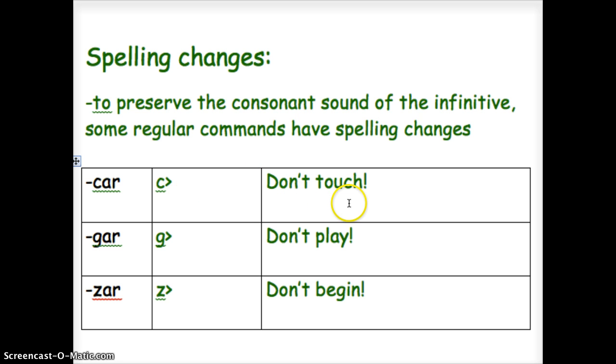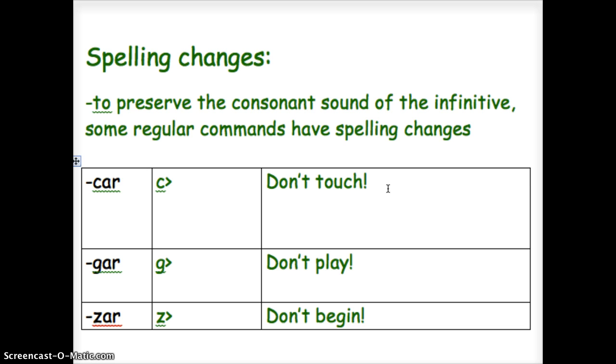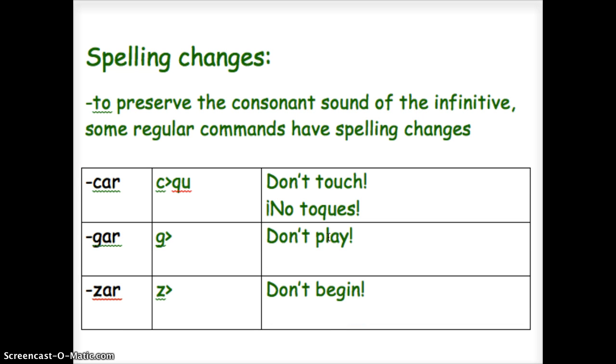To say don't touch, and don't write this down yet. No. Tocar is to touch. Yo form is toco. If we add the opposite endings, you would say no toces. And that does not sound like the hard C of tocar. So this is what's going to happen. With verbs that end with C-A-R, car, you're going to change the C to a Q-U when you're making a tú command, when you're adding opposite endings.